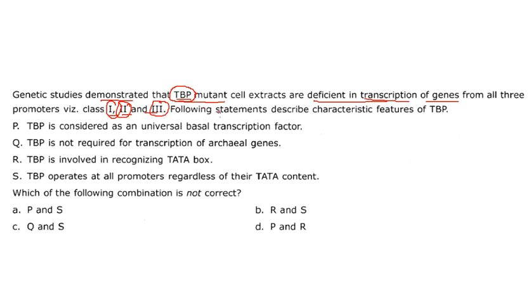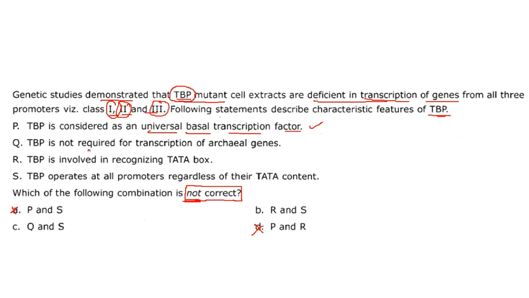Okay, the following statements describe characteristic features of TBP. Which one is not correct? Please, whenever "not" is mentioned, we only look for the correct ones among the answers. You have to read the question very carefully. So TBP is considered a universal basal transcription factor. It's true. It's the TATA binding protein. Okay, this is true. So wherever P is there, please eliminate the option, because not correct is asked.